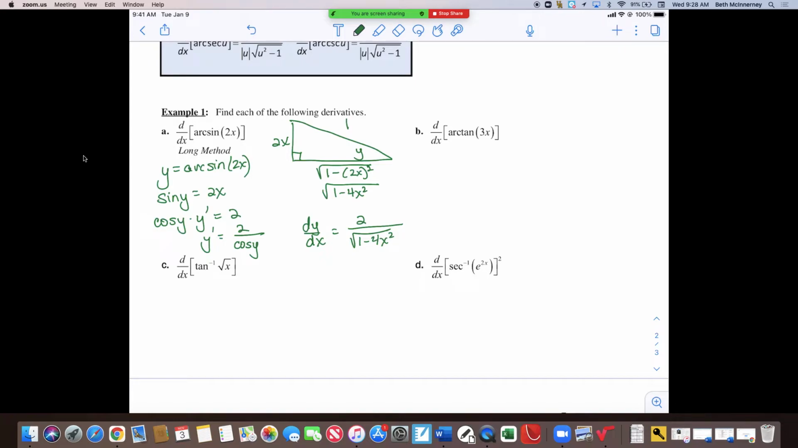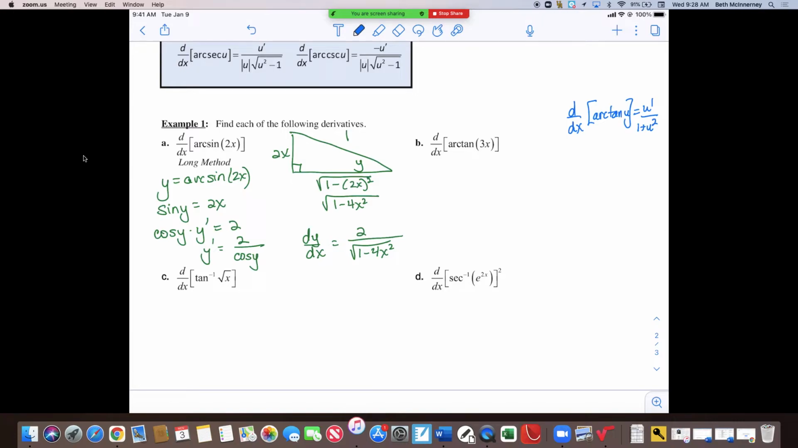Letter B, I'm going to do this one with the formula, okay? The derivative of arctan of u is u prime over 1 plus u squared. Okay, that's my formula. And it's just above, but I like to write it again and again. It just helps me remember it. And every year I do have to rememorize these. I do know them, but I just need quick refreshers because they're not used a ton.